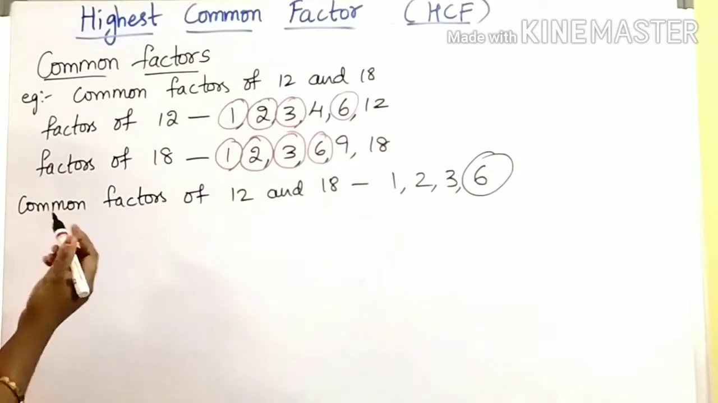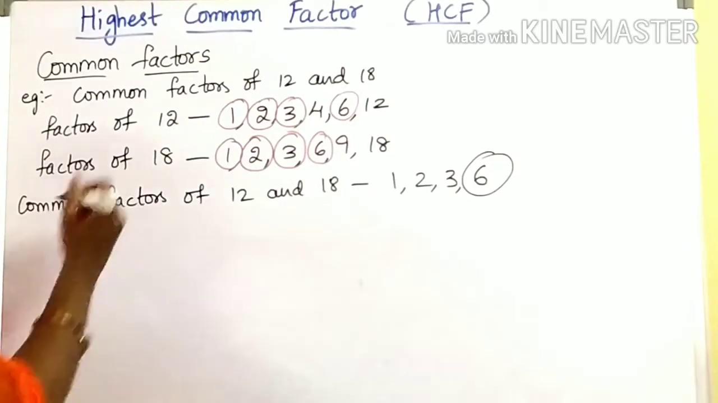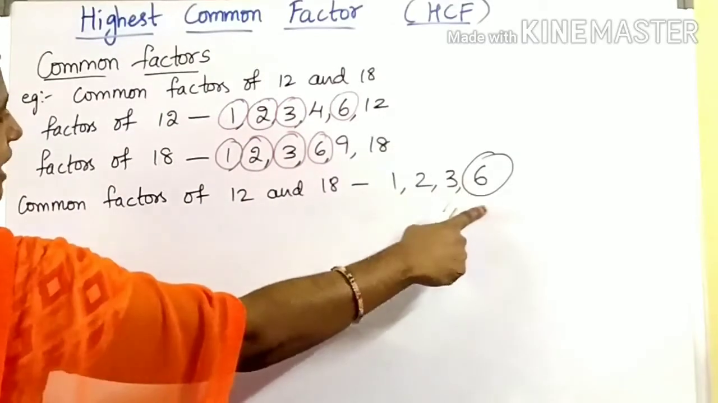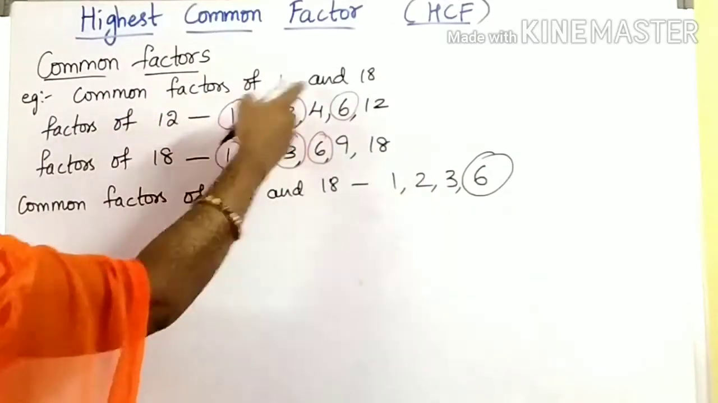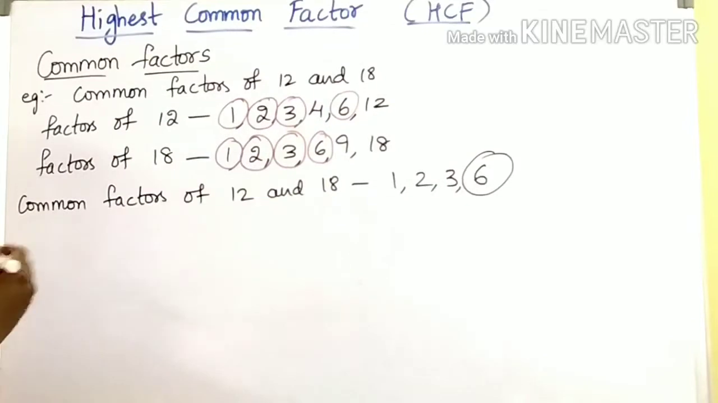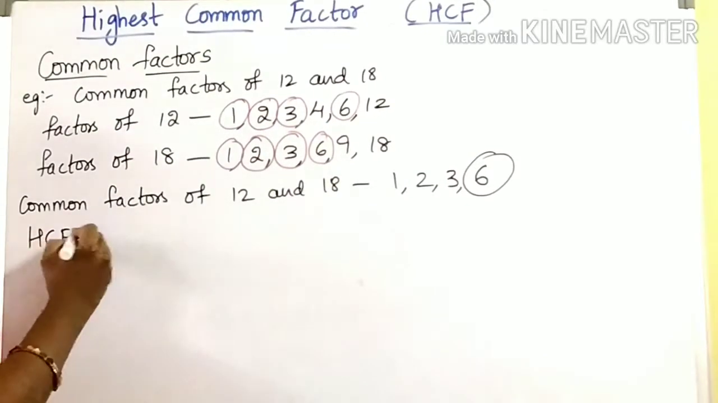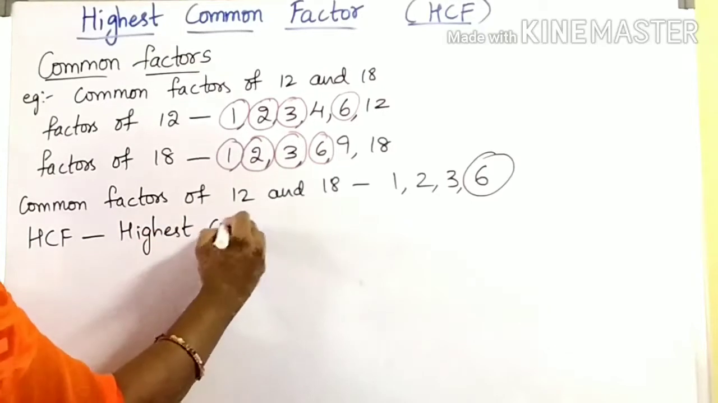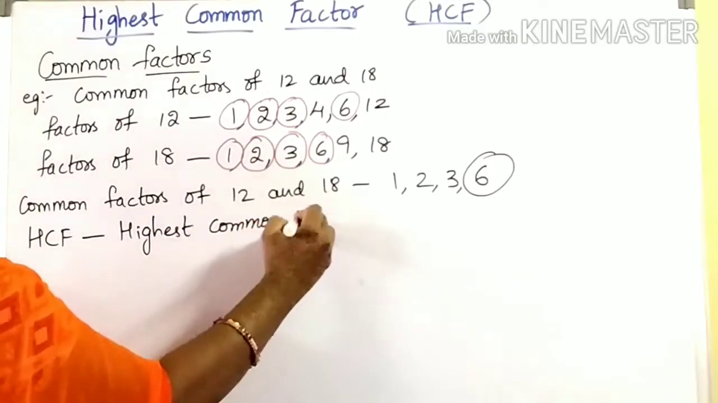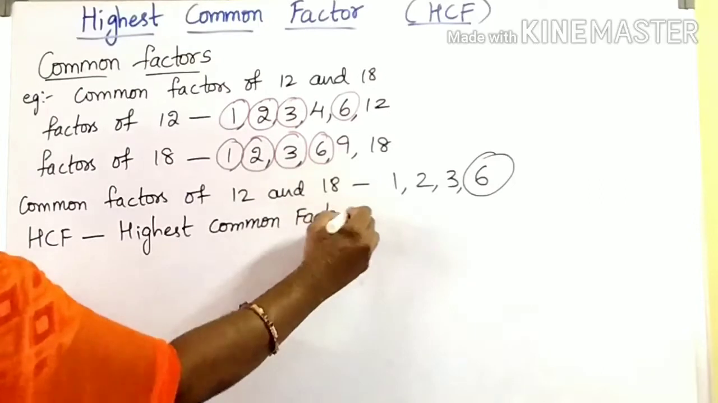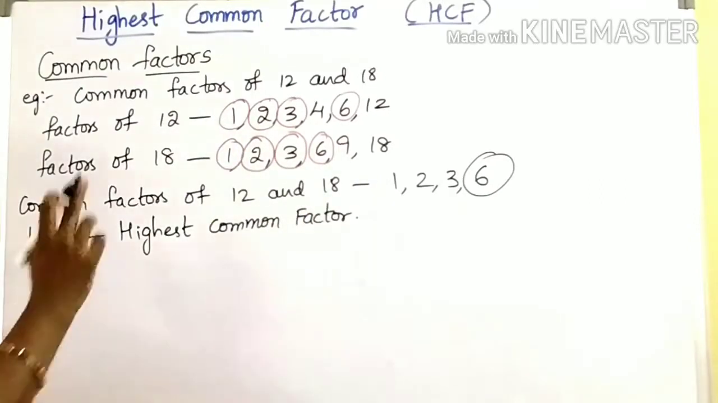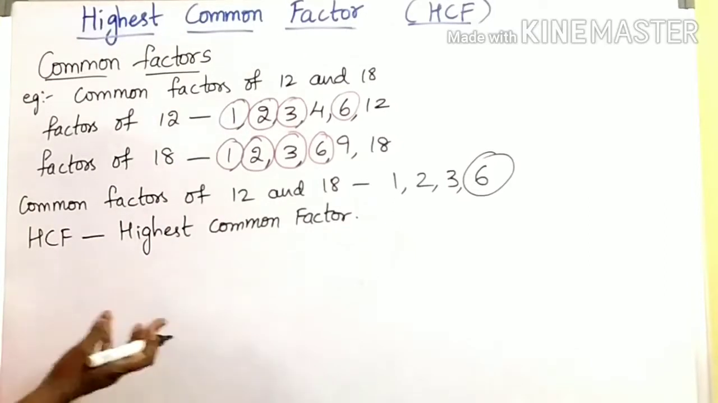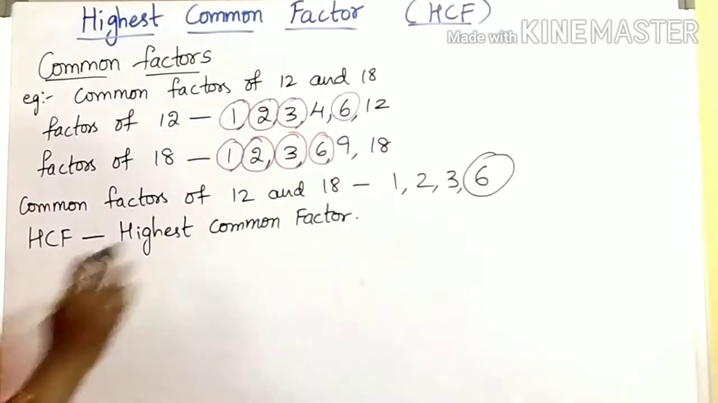HCF is nothing but highest common factor. If you observe in this, 6 is the highest value. So HCF of 12 and 18 is 6. What is the full form of HCF, children? Highest common factor. So highest common factor of 2 or more given numbers is the highest of their common factors.